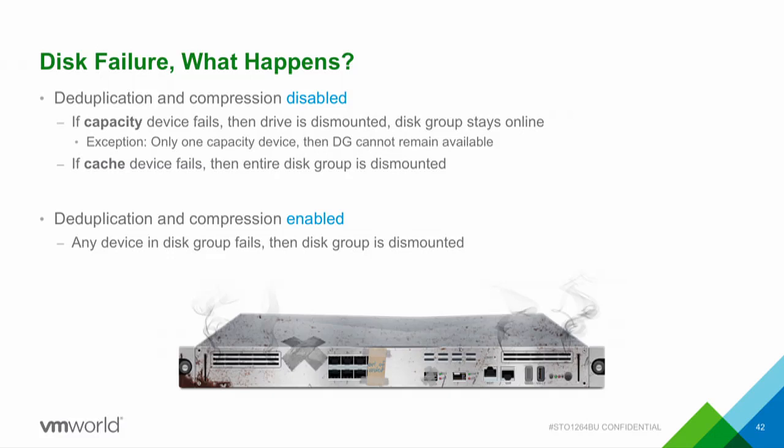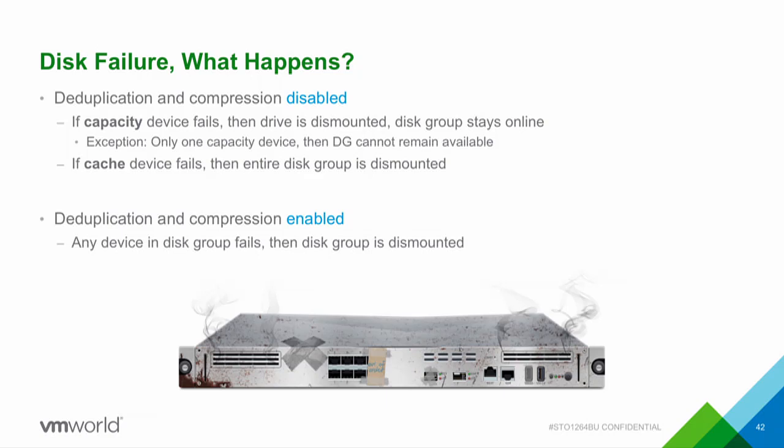So only the components that are stored on top of that particular device will be impacted, right? If the cache device, however, fails, the cache device sits in front of the whole disk group, right? So if there are 7 capacity devices sitting under that cache device, then the whole disk group will be impacted. This is very similar to when you have deduplication and compression enabled. If you have an all-flash environment, you have deduplication and compression enabled, and one of the capacity devices fails, that whole disk group is impacted. So from a design perspective, that's something you need to take into account.